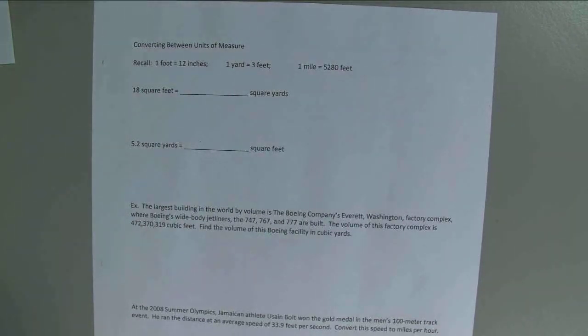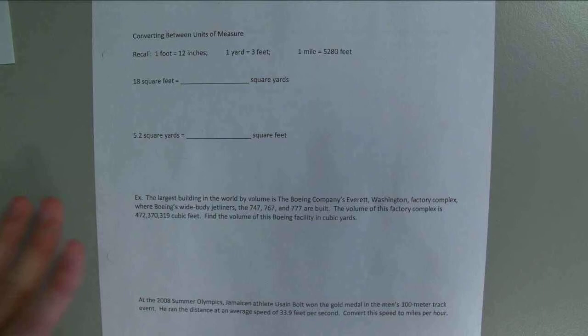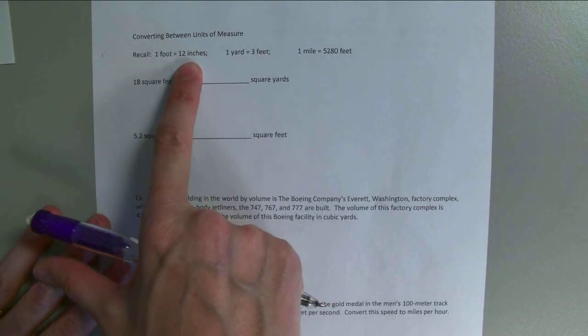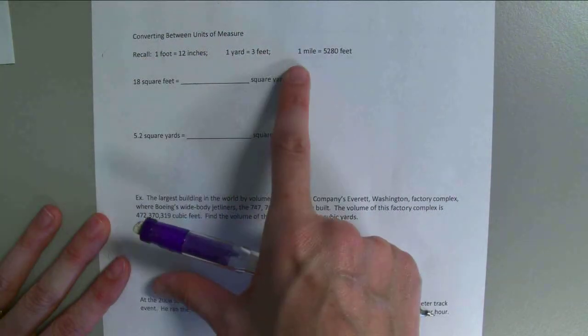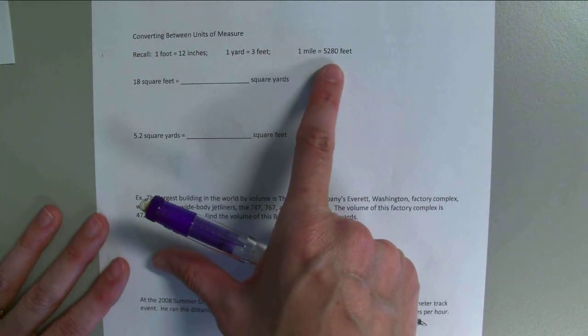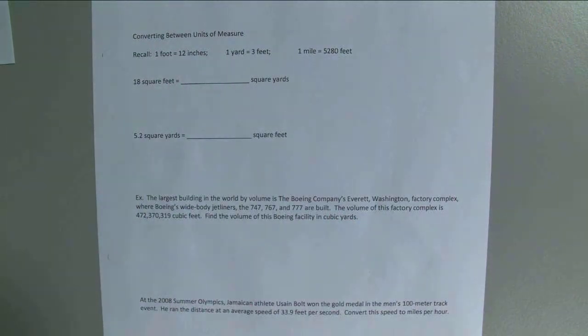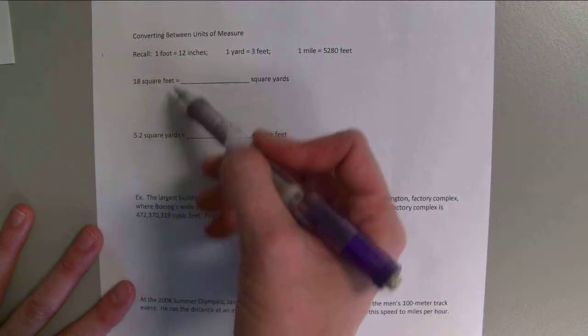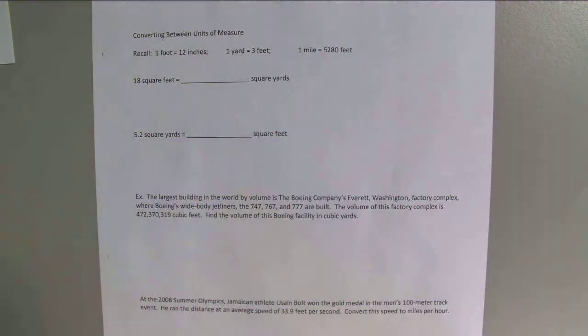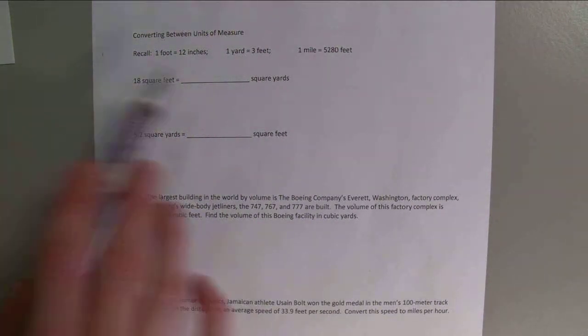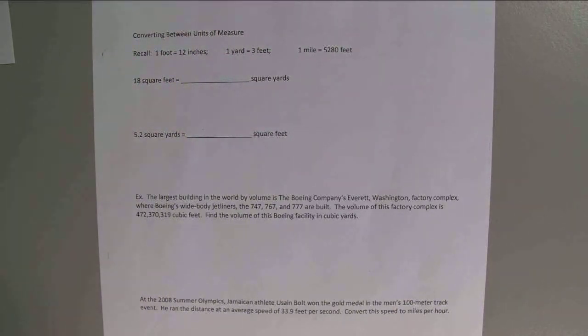So you guys have already learned this at some point, that 1 foot has 12 inches in it, 1 yard has 3 feet, 1 mile has 5,280 feet. And you've converted from feet to inches and so forth, but you've never had to do square feet to square yards. Well, the only difference is that we're going to square not only our unit, but our conversions, okay? So when we say we have 1 foot to 12 inches, we're going to say we have 1 square foot to 144 square inches, okay?